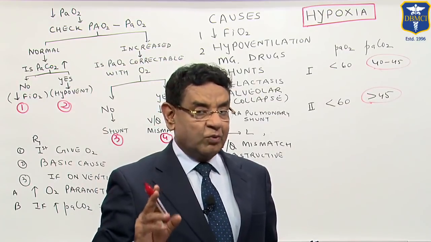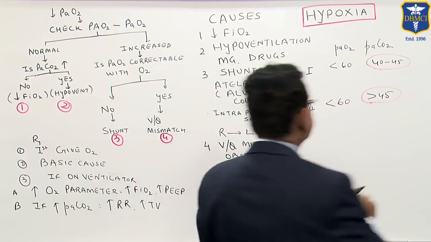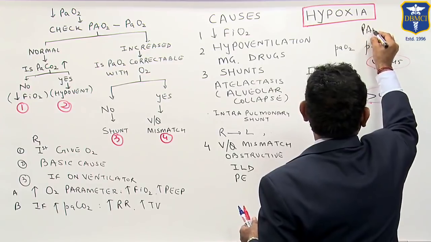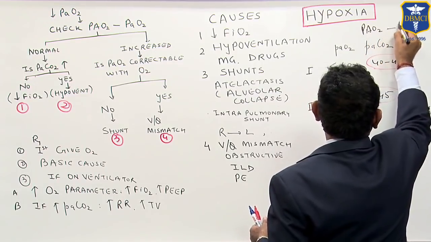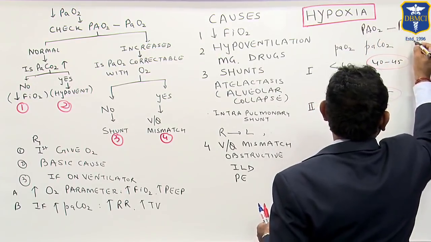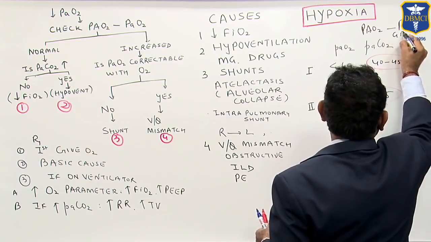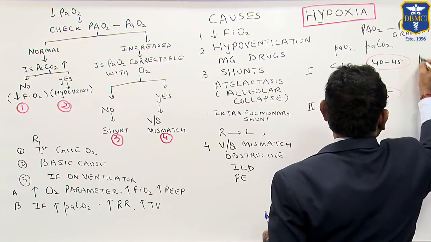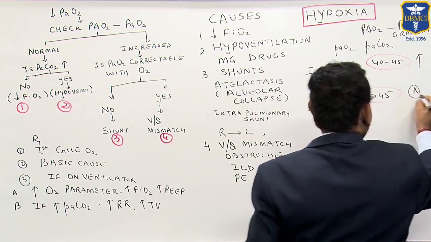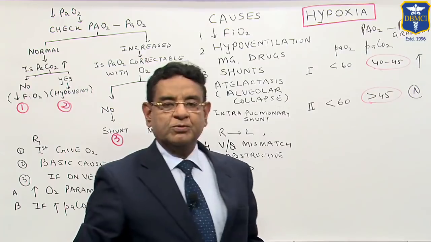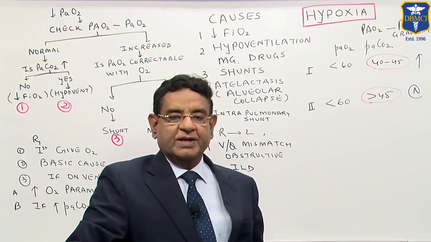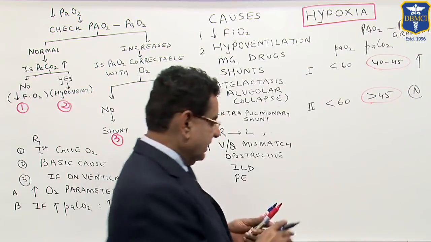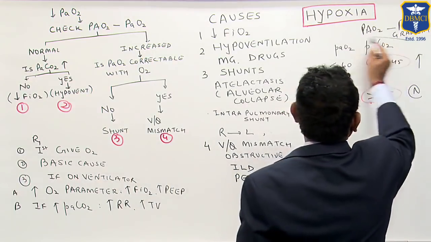But there is one more difference, that is the A minus a gradient, the alveolar-arterial PaO2 gradient. This is increased in type 1, normal in type 2 respiratory failure. Now before I proceed further, let us learn what this gradient is.